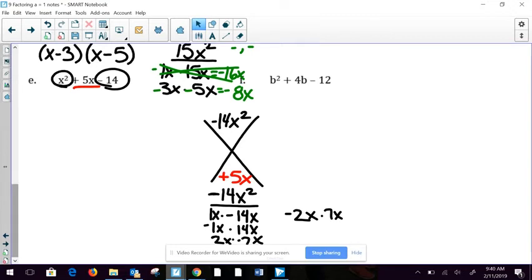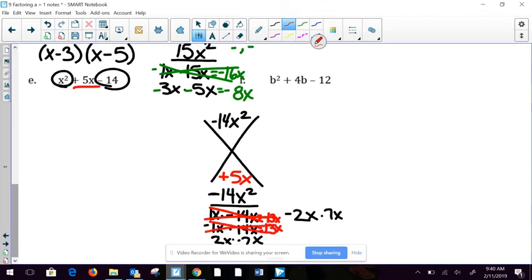But now I have to combine them together to see who will give me that positive 5. So if I do 1 plus negative 14, I get negative 13x's. That doesn't give me 5. It's not an answer. If I do negative 1 plus 14, I get a positive 13x. Again, I'm looking for 5. It's not my answer. All right, go to the next one.